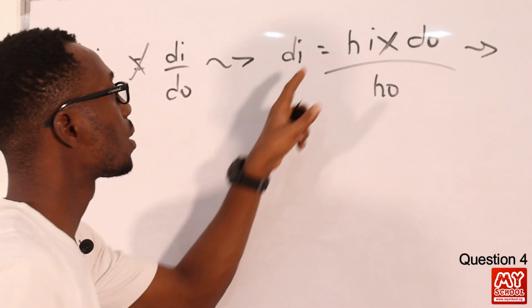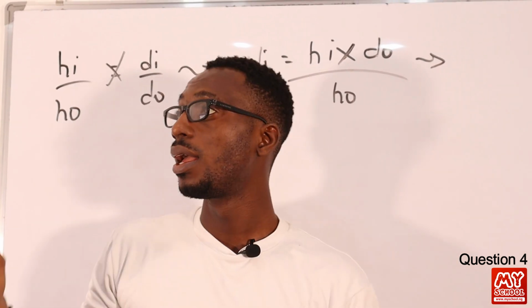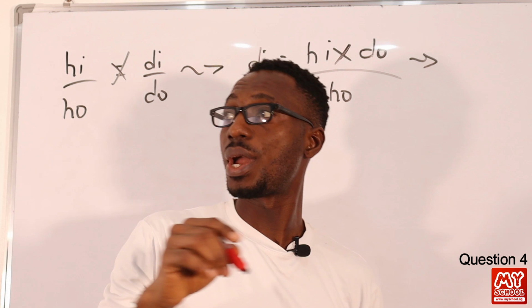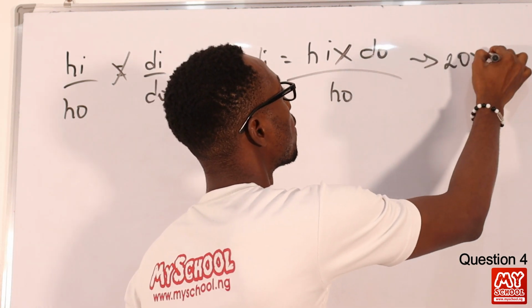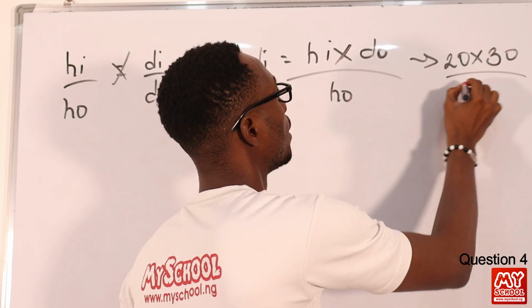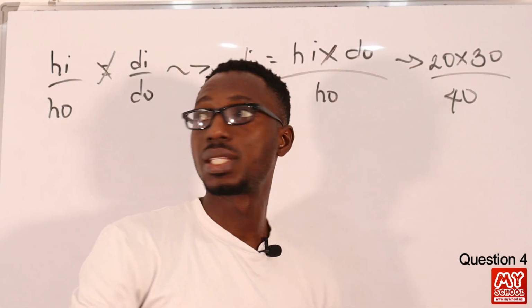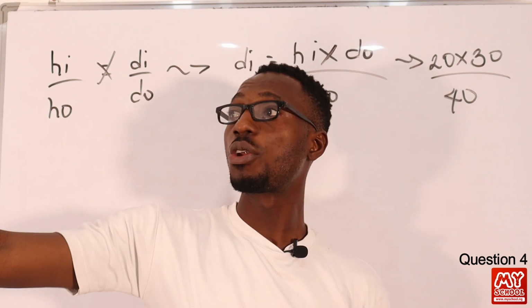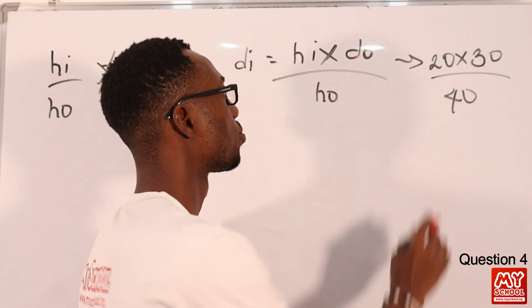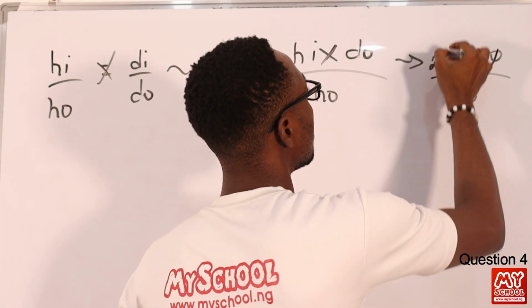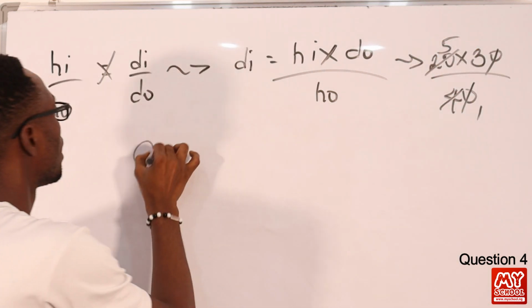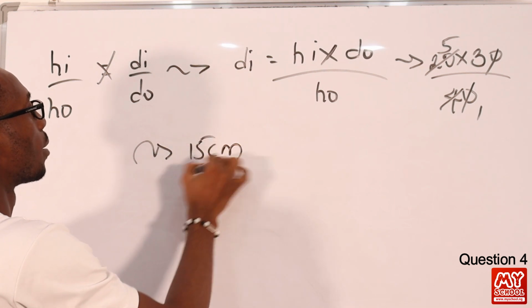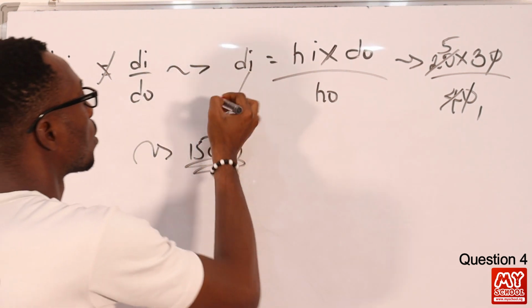So basically, what are we supplied for the value of our image height? We have 20 times the object distance, 30, then we have this as 40. The object height, from the beginning of the question, we have an object 40 centimeter high. So this cancels this. I have 4 here 1, 4 here 5. 5 times 3, I have 15 centimeter. So this is the value of what we are looking for.